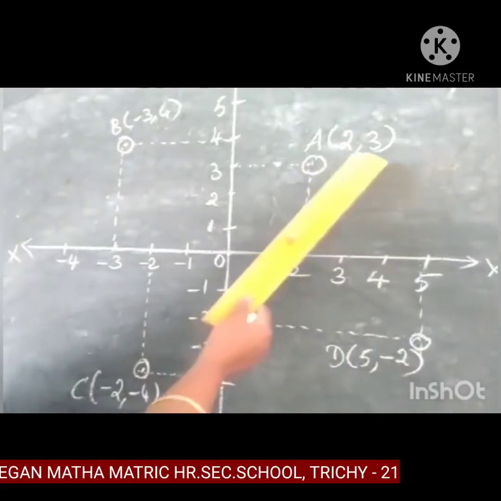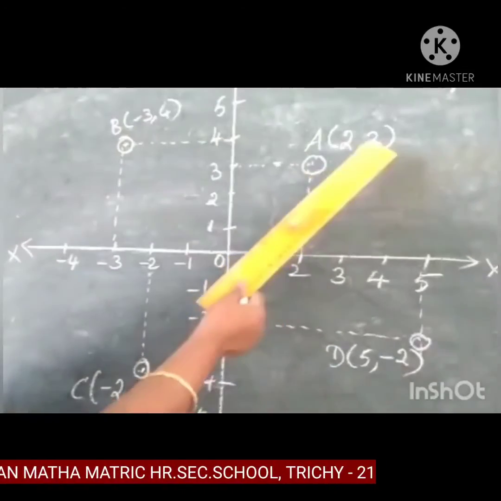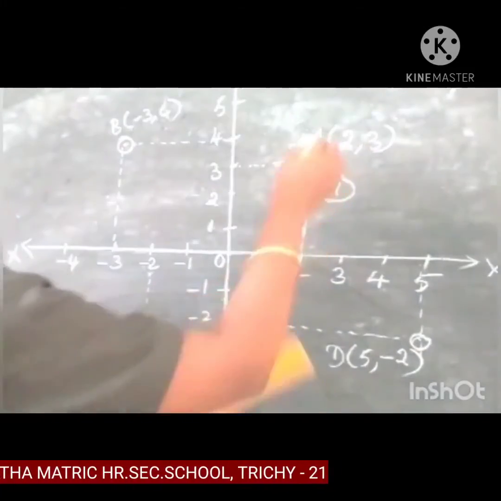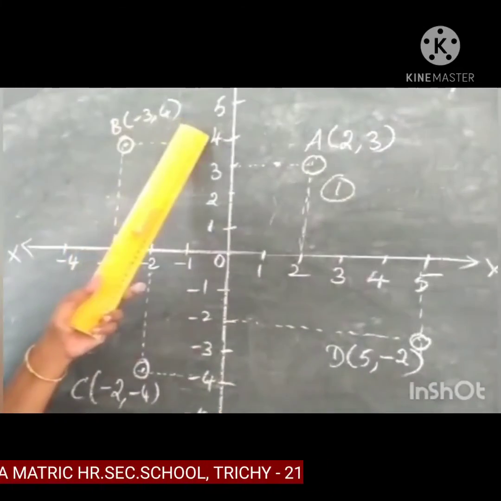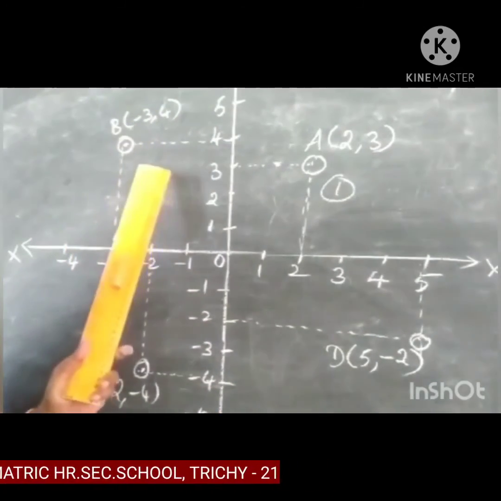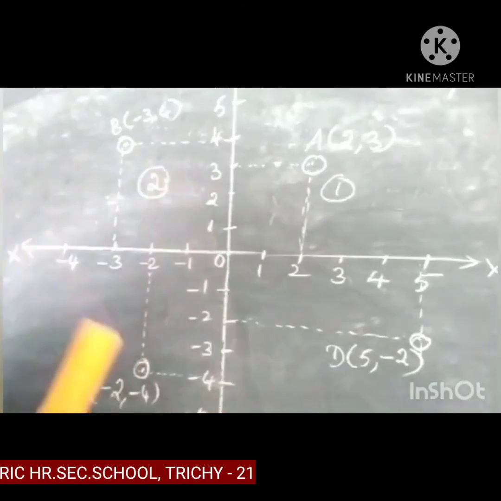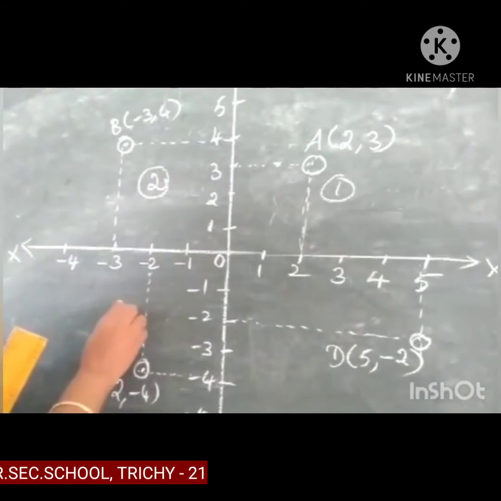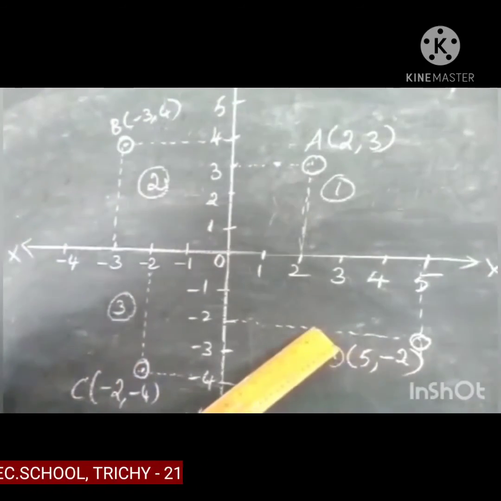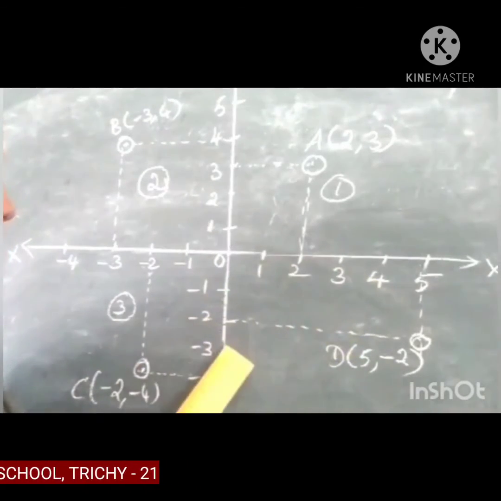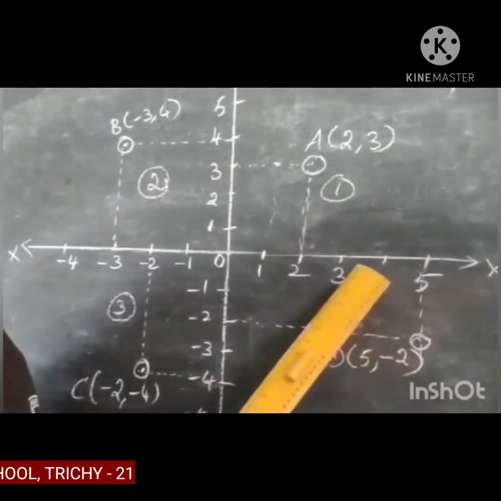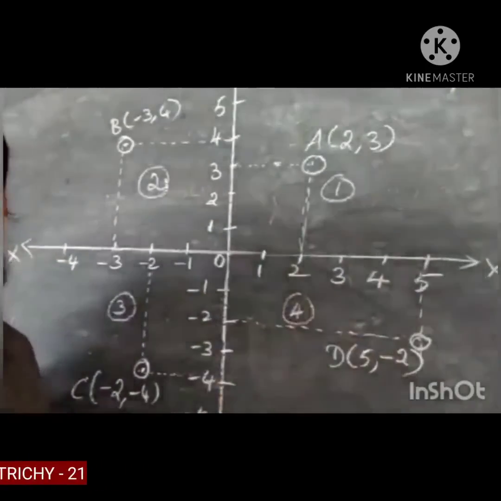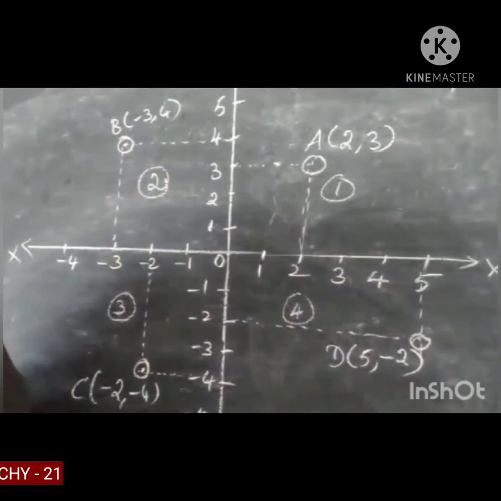If both numbers are positive, you mark that point in the first quadrant. First minus and then plus means that point comes in the second quadrant. Both minus, negative and negative, means it is in the third quadrant. Then the last one, positive and then negative, plus and minus: first plus then second minus means that point comes in the fourth quadrant. Is it clear, students, how to mark the given numbers?